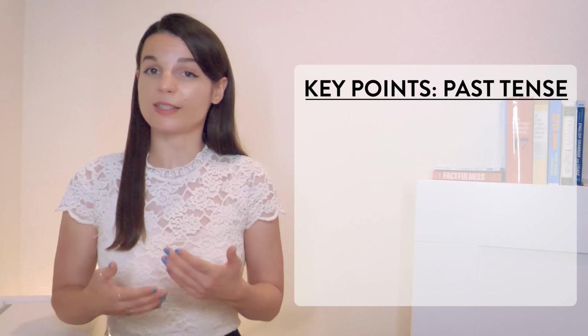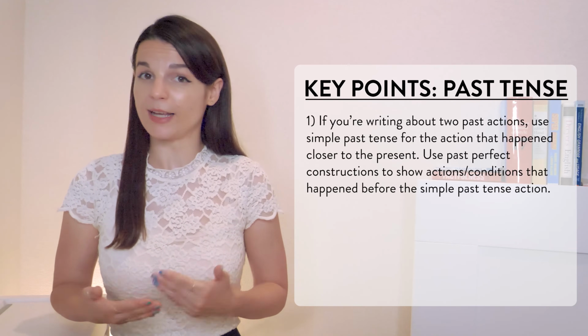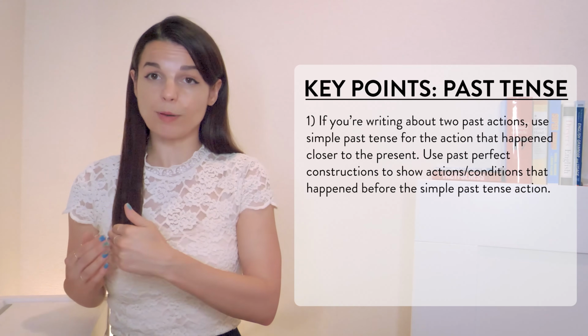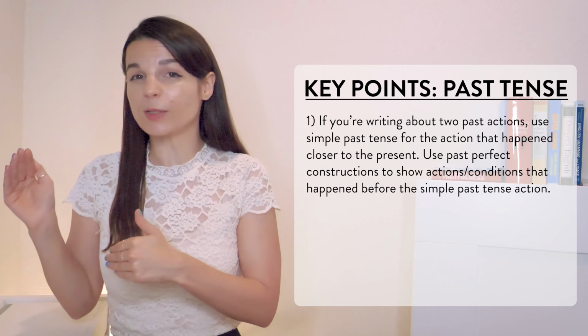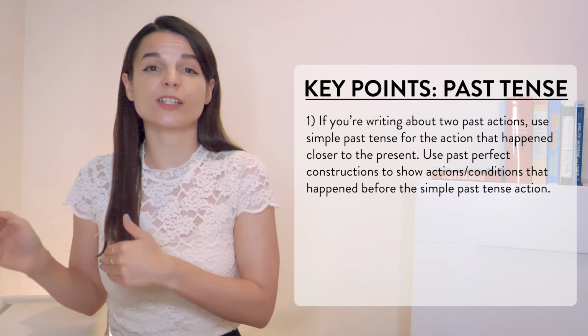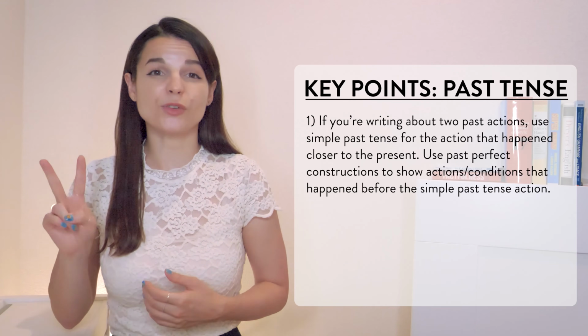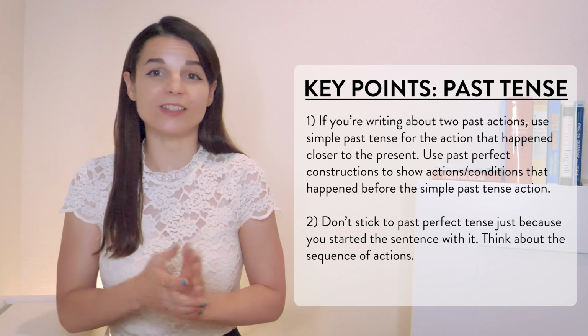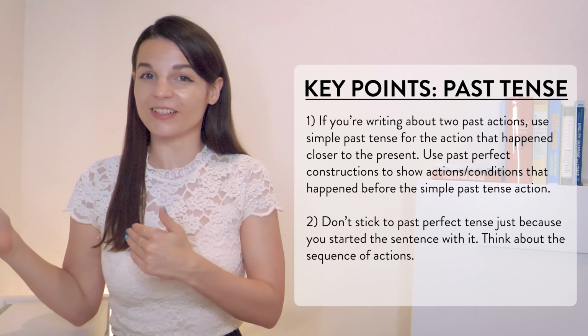There are 2 key points I hope you take away from this section. 1, if you're writing about 2 past tense actions, use simple past tense for the action that happened closer to the present. Use past perfect constructions to show actions that happened before the simple past tense action. And 2, don't stick to past perfect tense just because you started the sentence with it. Think about the sequence of actions.